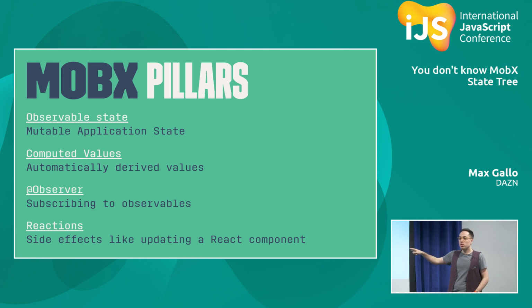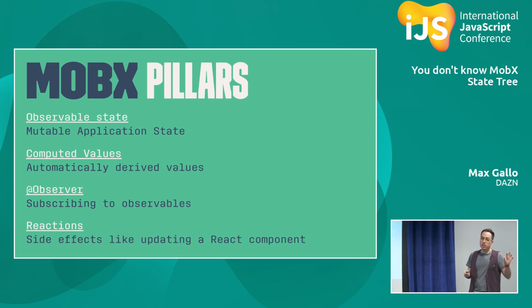Computed values are super important, and they are automatically derived values. So we are not storing anything into a computed value. They are simply derivations of the mutable application state.